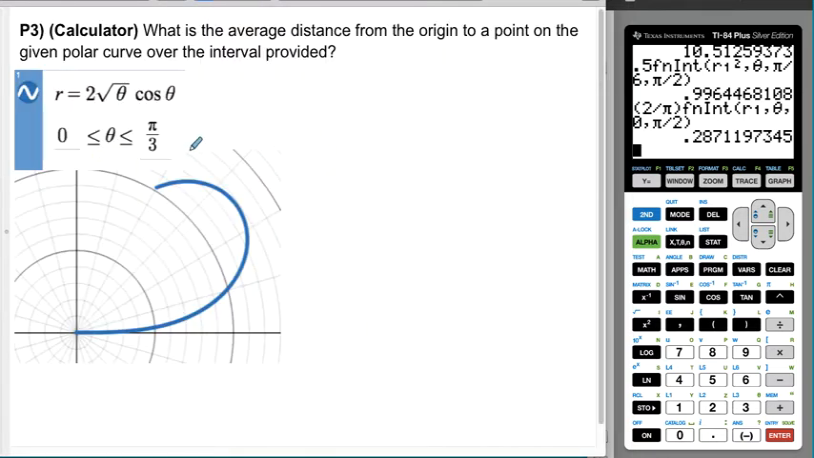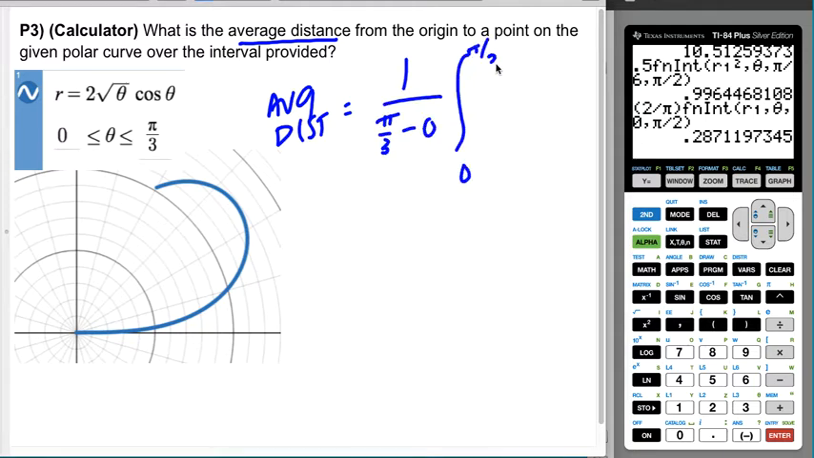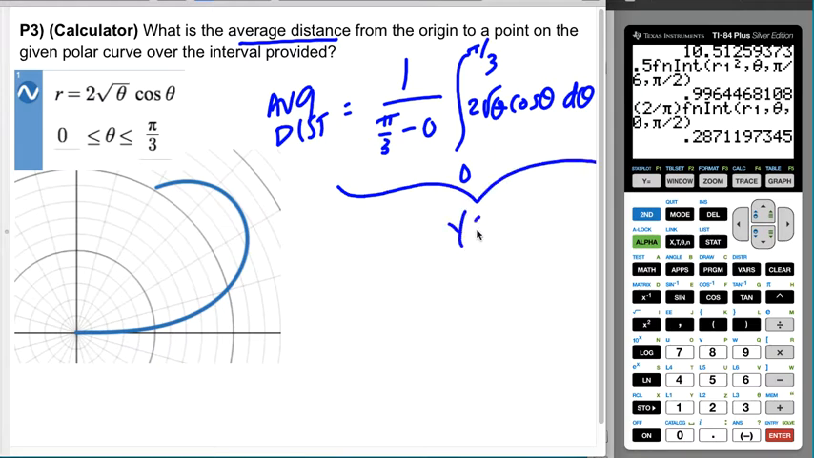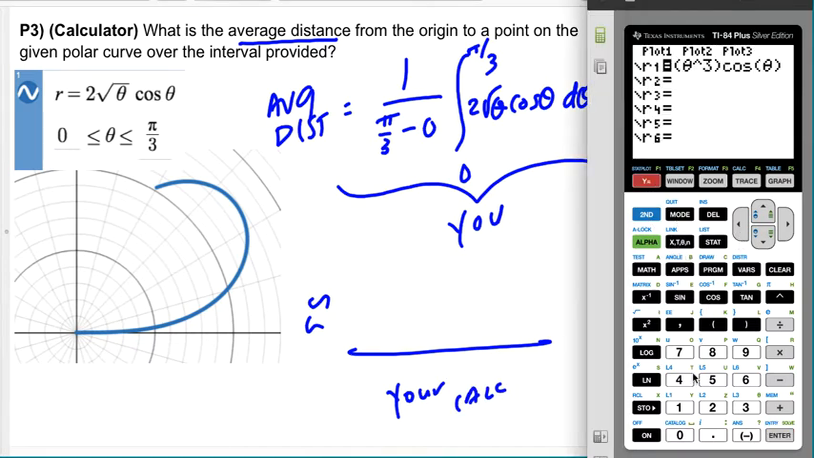All right, same idea here. You give this one a try. I want the average distance, right? So that average distance from the curve is going to be 1 over pi over 3 minus 0, the integral from 0 to pi over 3 of my r function with respect to theta, right? So this is the part that you have to write, and then the rest is on your calculator. So you have to write it, and then you have to type it. So I'm going to be pretty lazy, and I'm just going to retype over what I already have in my R1 because that's just easier.